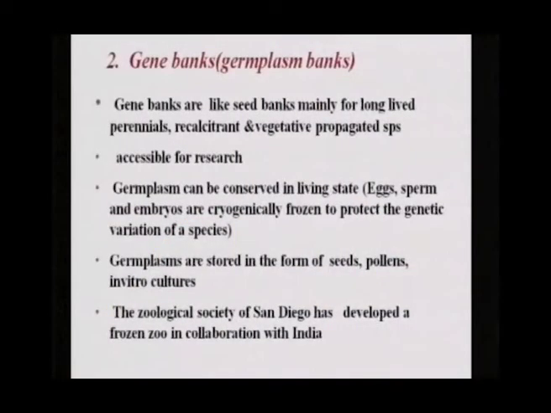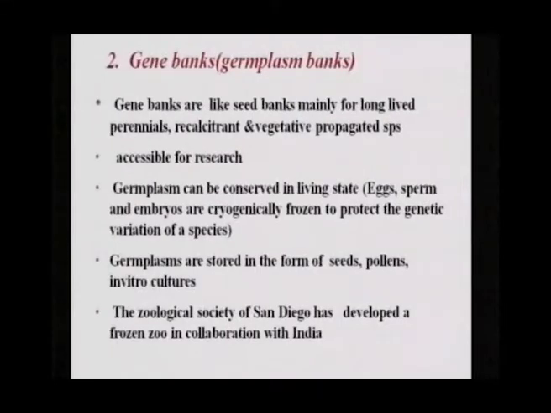And the second method is gene banks, that is germplasm banks. Gene banks are like seed banks, mainly for long-lived perennials, recalcitrant and vegetatively propagated species. They are accessible for research, and germplasm can be conserved in a living state. Eggs, sperm and embryos are cryogenically frozen.